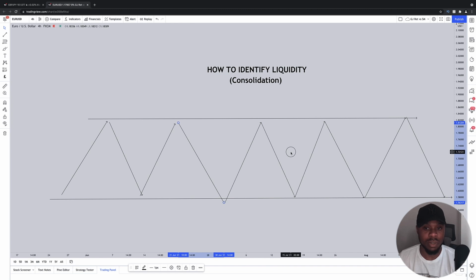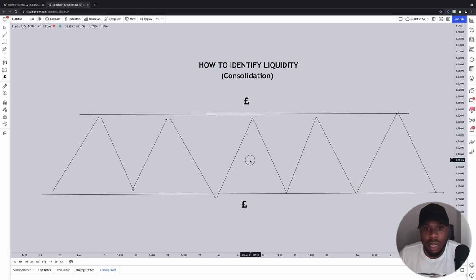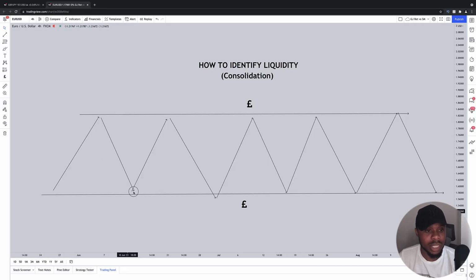Price is still moving sideways. So you're going to get liquidity on both sides of the market. As you can see, I've put the pound sign on both sides, and the reason I've done that is because there's going to be money on both sides of the market. So you have to think about what's actually happening when price is bouncing between this range, constantly touching both sides of this range over here. You have to think about what's happening.